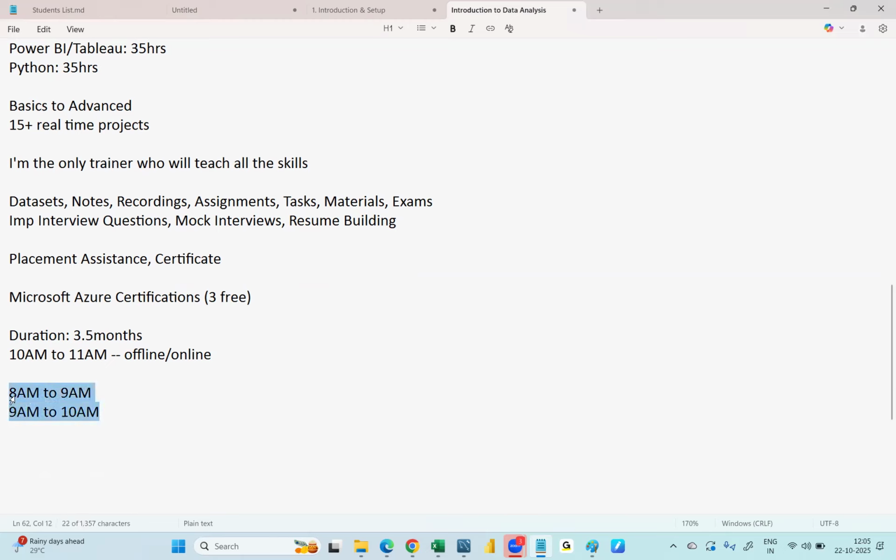These timings also have no separate faculty. In our institute, I am the data analyst trainer. No separate faculty will come. For all the skills, at every timing I have mentioned, I am the only faculty, and every time we have offline and online classes. Okay, so you can attend any skill any number of times also.